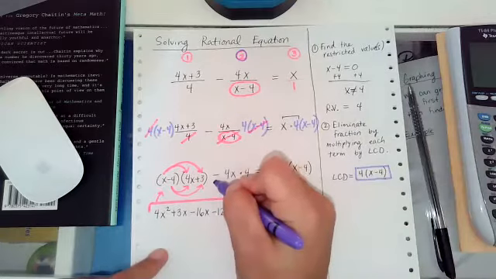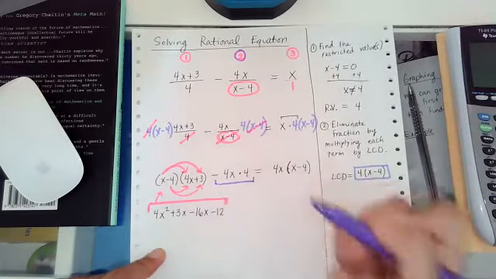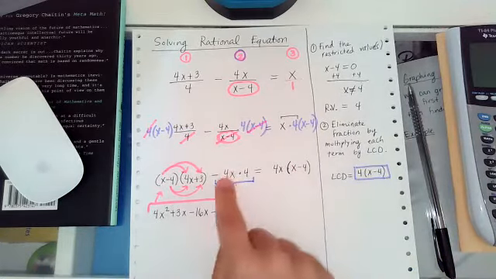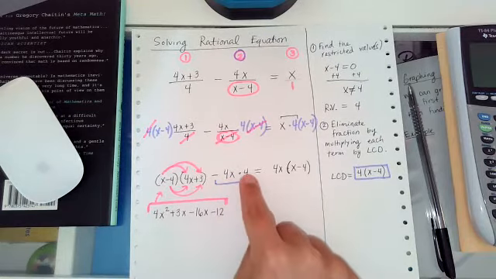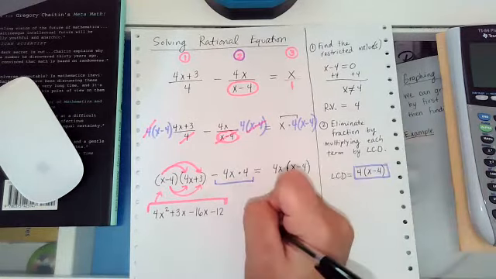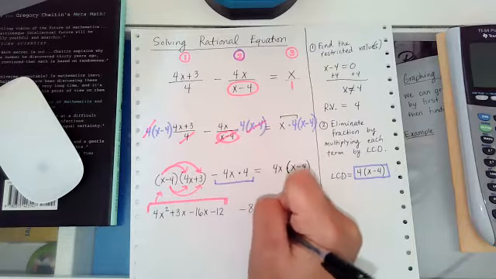Then we're going to multiply out the next two terms, which you could just interpret as -4x times 4, which will just be -8x.